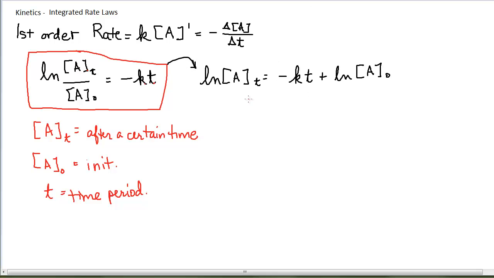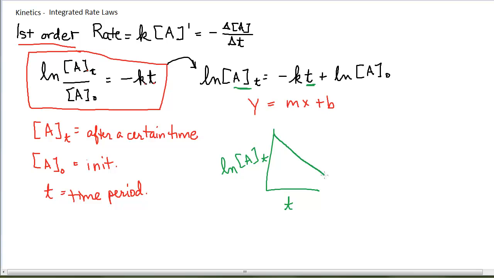This is the equation for a straight line. Recall that a straight line is y equals mx plus b, so if I know that I have a first order process, a plot of the natural log of the concentration versus the time, so the log of the concentration on the y-axis, the time on the x-axis, gives us a negatively sloping straight line, and the slope of that line is negative k, the negative of the rate constant, and the y-intercept is the natural log of the initial concentration.